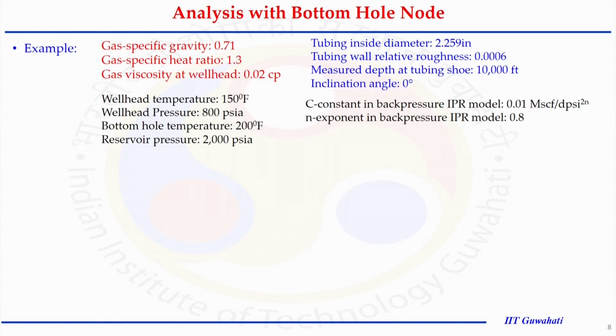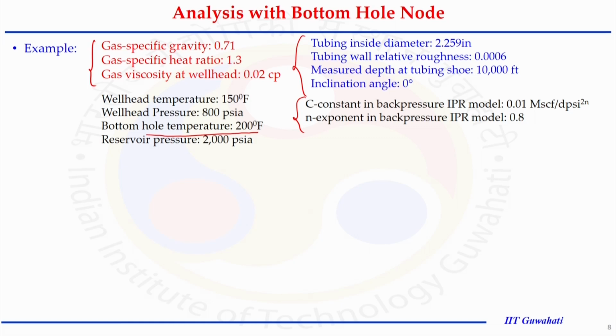So, the example simply identifies some of the information that is required to construct this IPR and WPR curve. For example, the gas composition or the properties related to gas are given to us. The tubing through which the fluid is flowing in the wellbore is given to us. Wellhead conditions are given to us. Bottom hole temperature is also given to us. The reservoir pressure is specified, and C and N, the constant and the exponent in the back pressure equation, are given to us.